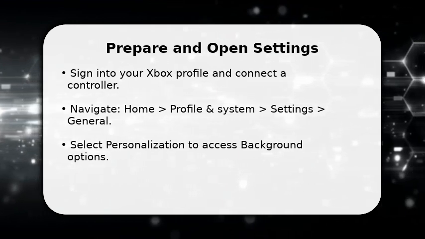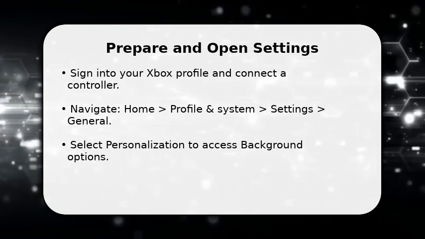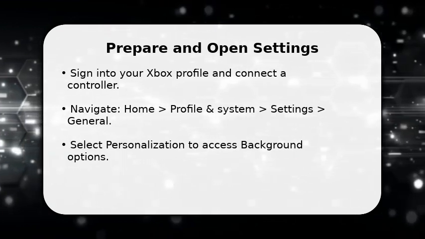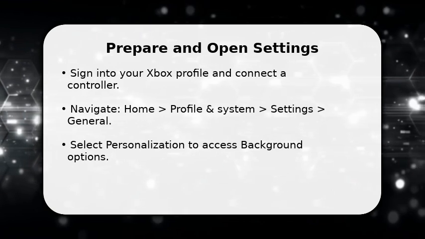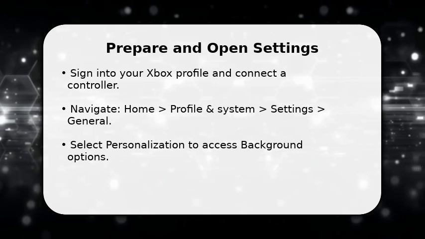Make sure your console is up to date, because older system firmware can hide options. Open Personalization and select Background. This is the control panel for what appears behind your dashboard. From here, you're ready to pick a custom or default background and begin removing the current one.